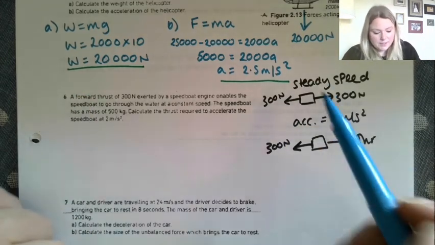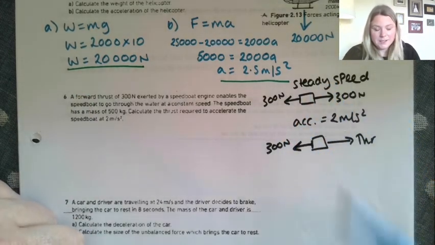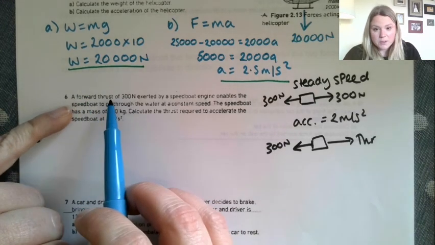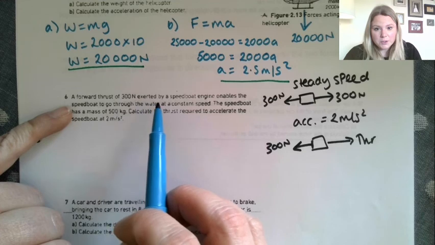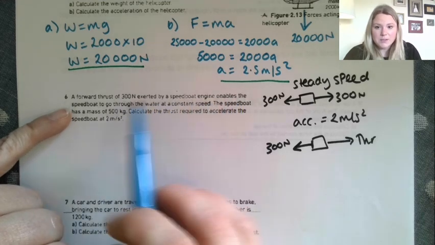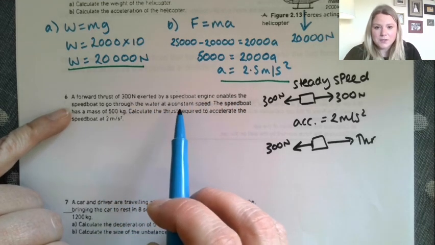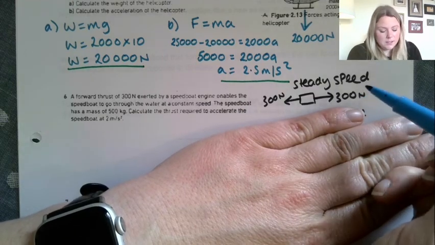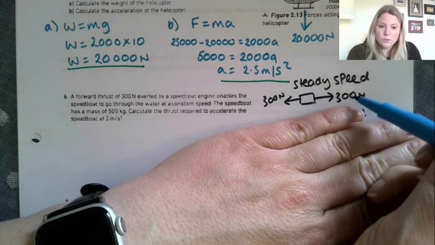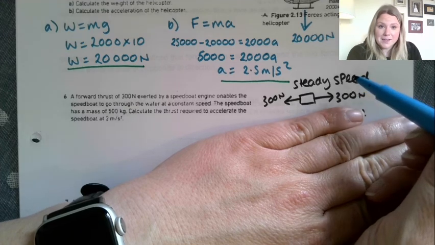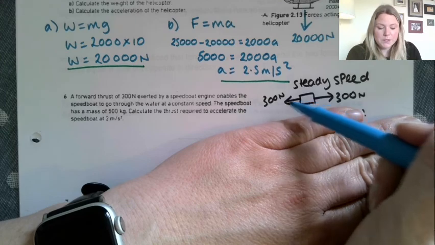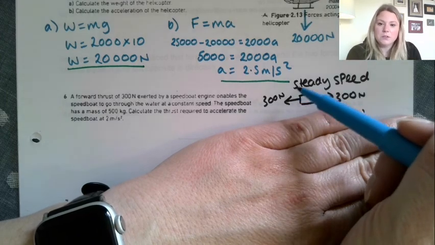So number 6, I had given you some hints at last lesson. Let's read through it again now. So a forward thrust of 300 newtons exerted by a speedboat engine enables the speedboat to go through the water at a constant speed. So for this scenario here, this speedboat is pushing forward with 300 newtons. It's going at a steady speed. That tells us the forces have to be balanced. So there must be resistive forces here of 300 newtons.